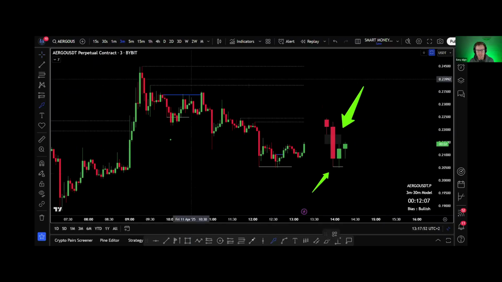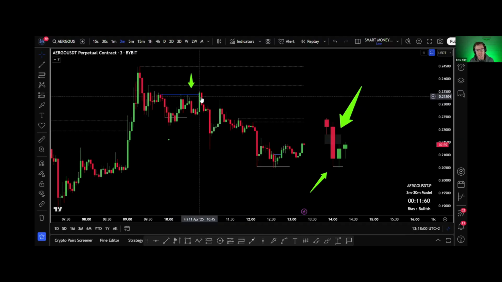In this area over here, it was a failure. You can see we got a sweep occur, we got the CISD. Price was not able to recover the CISD level, and then it failed. So not every setup is going to work. Trading is not a 100% guarantee.